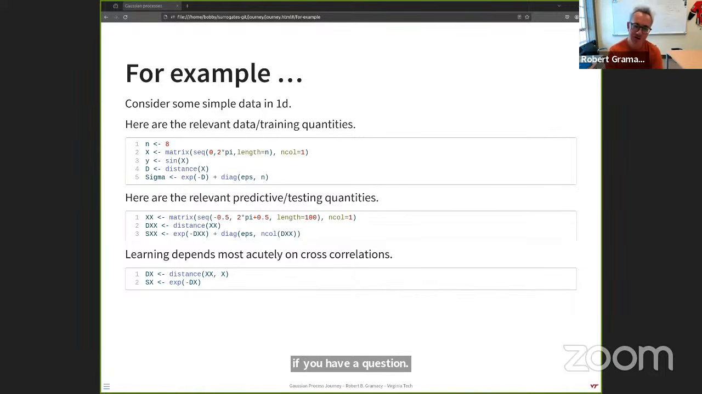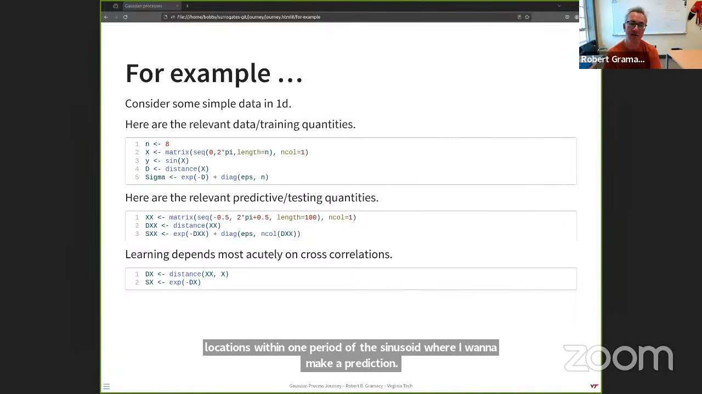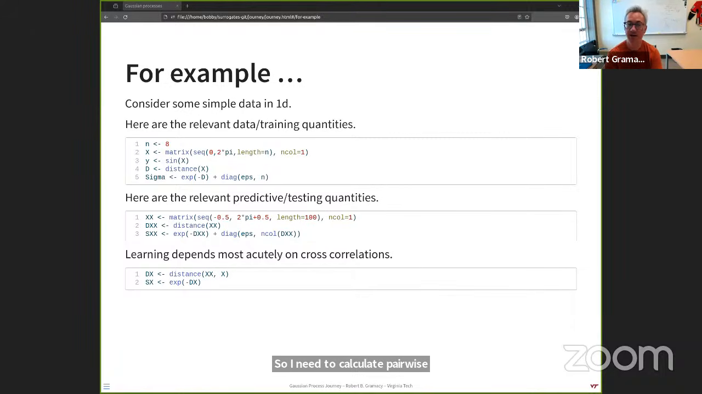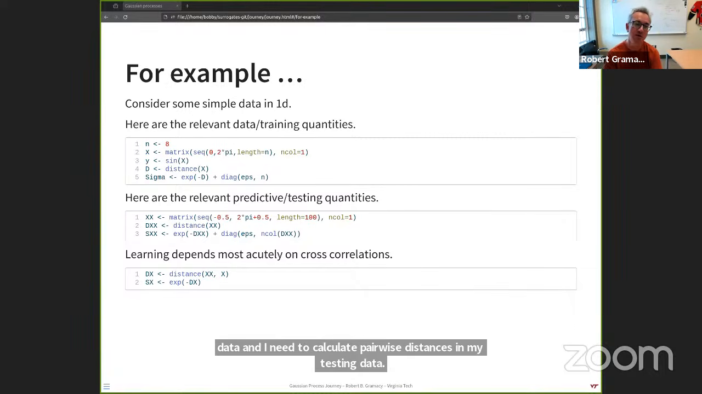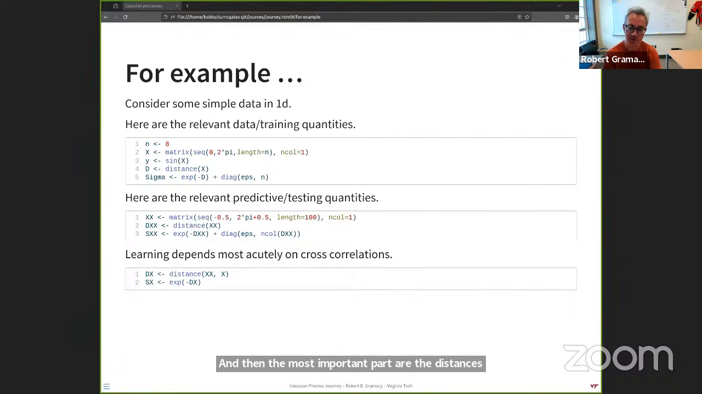All right, so my training data are 8 examples of sine of x. My testing locations are going to be a grid of 100 locations within one period of the sinusoid where I want to make a prediction. So I need to calculate pairwise distances in my training data, and I need to calculate pairwise distances in my testing data. And then the most important part are the distances between the training and testing locations, because that's where that conditioning is really emphasized.